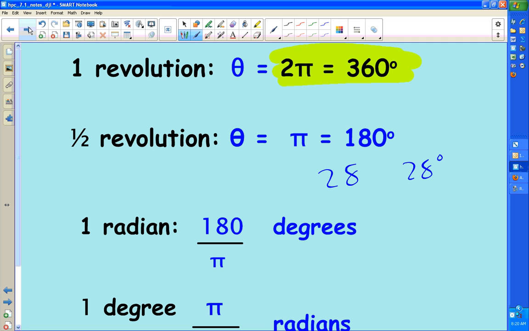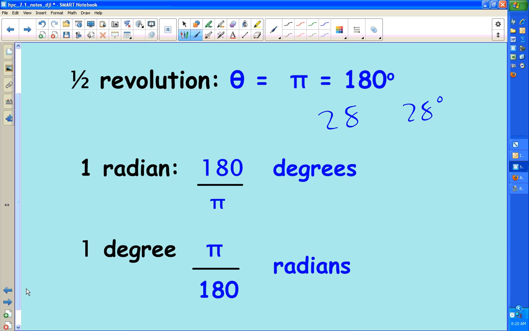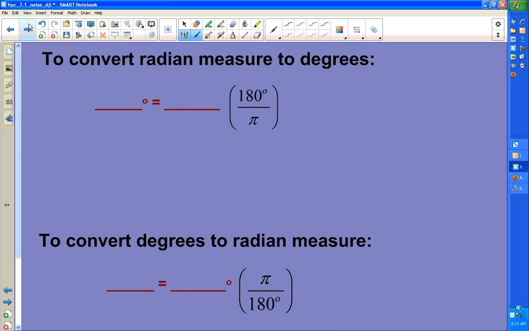Remember, 1 radian is 180 over pi degrees. And 1 degree is pi over 180 radians. Those are your conversions. I feel like all of this stuff is informational, but if you're not understanding something, you've got to ask. Don't let it get too far, because we're just going to keep pounding you with more and more and more. Right? I have a question on the last one.